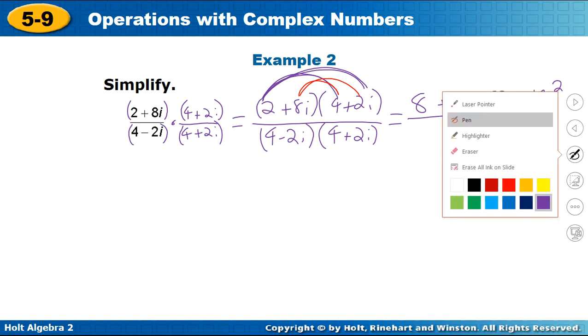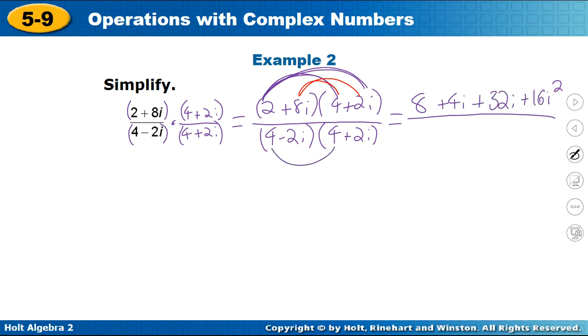We'll distribute here. So the 4 times the 4 is going to be 16. The 4 times 2i is going to be 8i. And now the negative 2i, we do have to keep in mind that this is a negative 2i. Negative 2i times 4 and negative 2i times positive 2i. So negative 2i times 4 is negative 8i. Negative 2i times positive 2i is going to be a negative 4i squared.